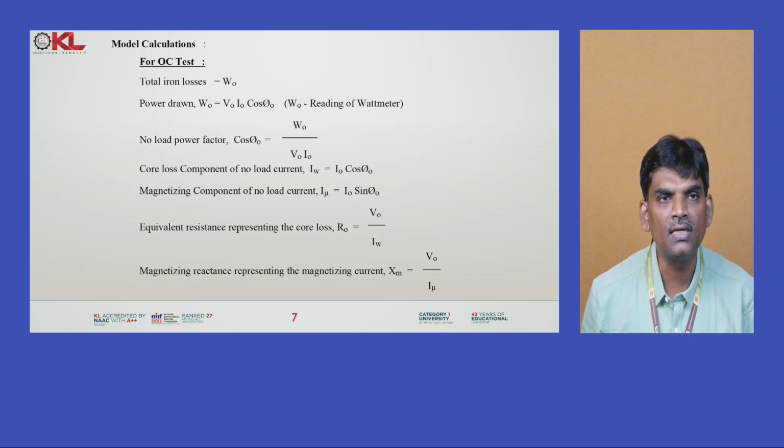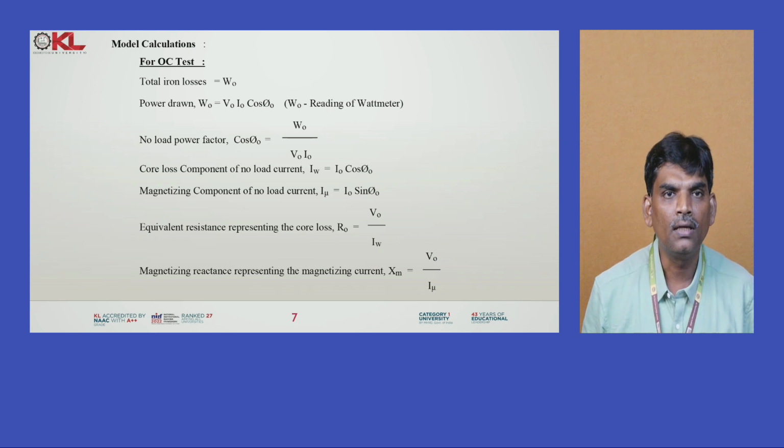By using this test data, the wattmeter value is called the iron loss. Why? Because the secondary is open. The iron loss is proportional to voltage and is independent of the load. So even though there is no load, some power is lost in the core due to flux reversals. That power is measured by this wattmeter.